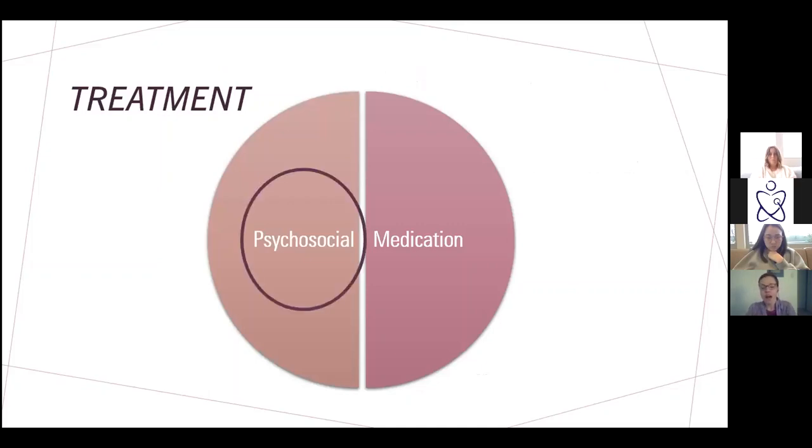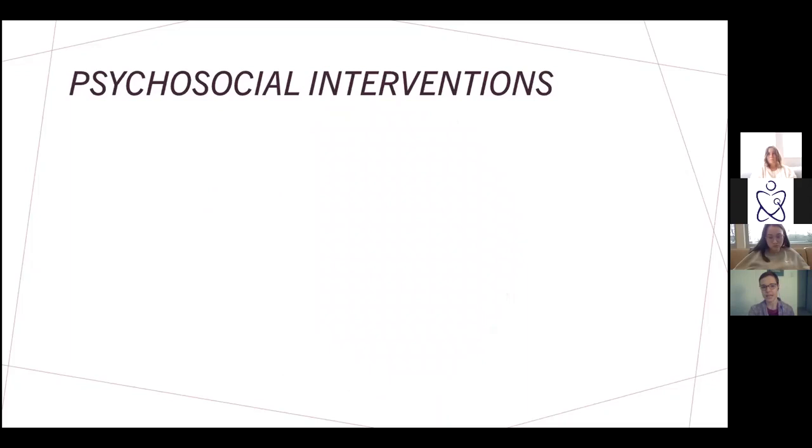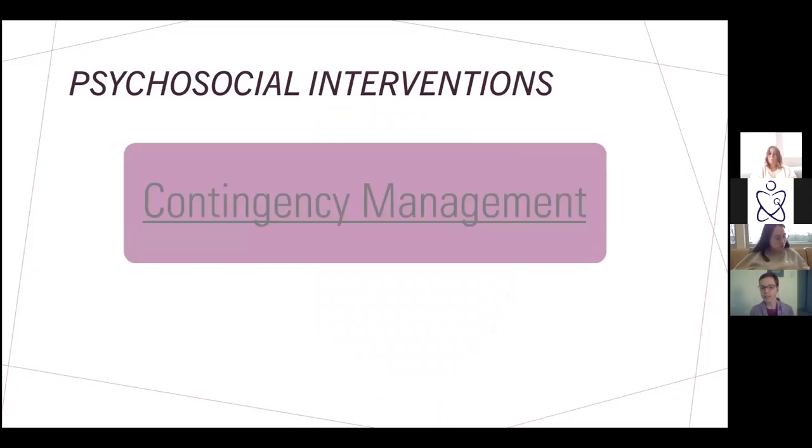I would say that right now the data for meth is really in the psychosocial category, and it's maybe not so much that no medications have worked as much as that there just haven't been that many studies, and we'll talk a little bit more about that. But I want to spend the bulk of the time talking about psychosocial treatments, because again, that's really where the data is. And so the biggest one is contingency management.